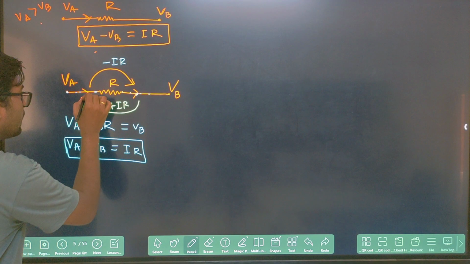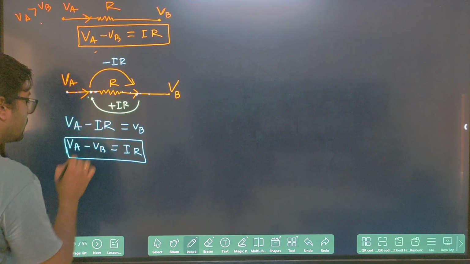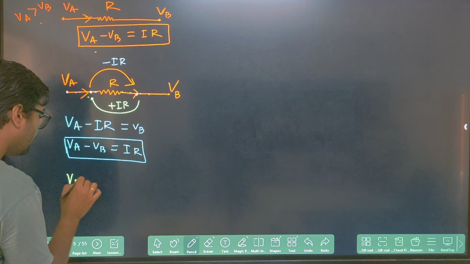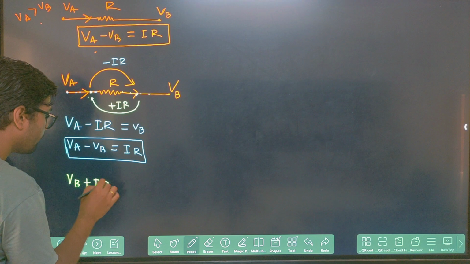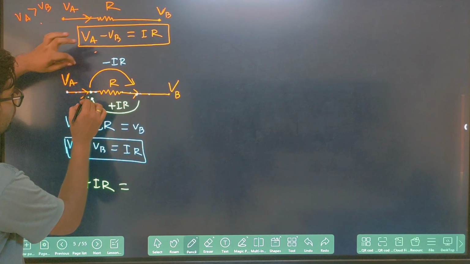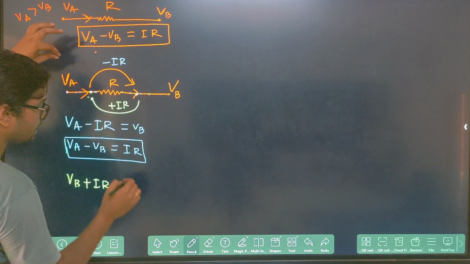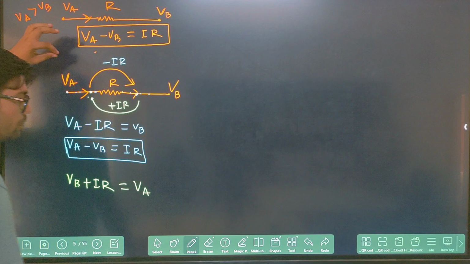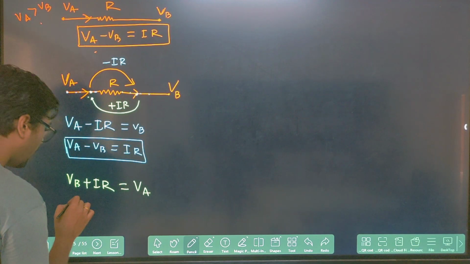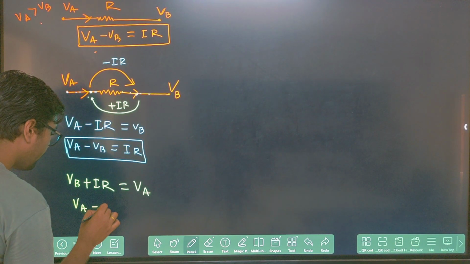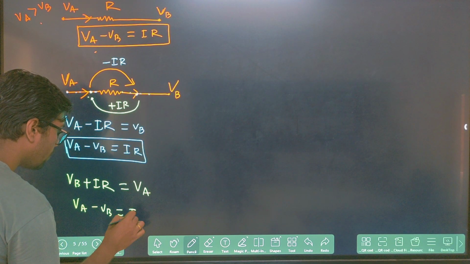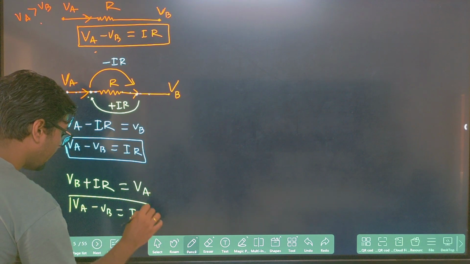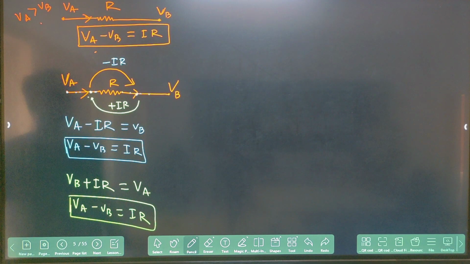So I can write here the potential. If I write here, the potential will be VB plus IR, which is equal to whatever potential is here, the same potential here, this will be VA. Correct? So I can write VA minus VB equal to IR. See, again it is satisfying Ohm's law.